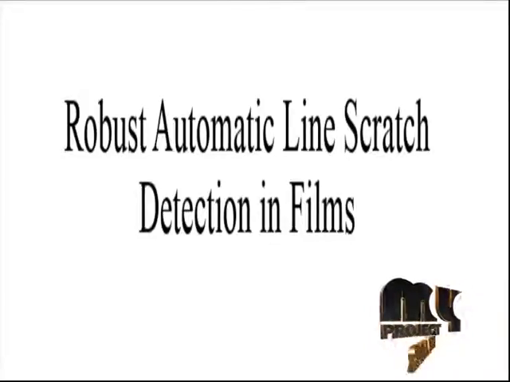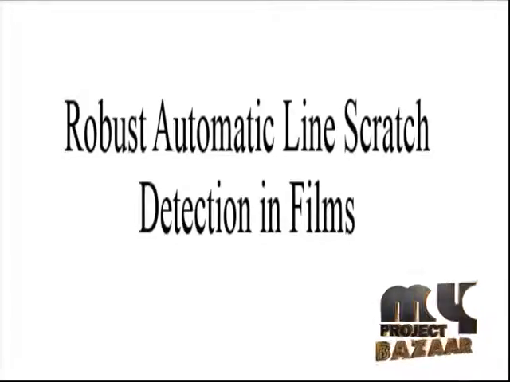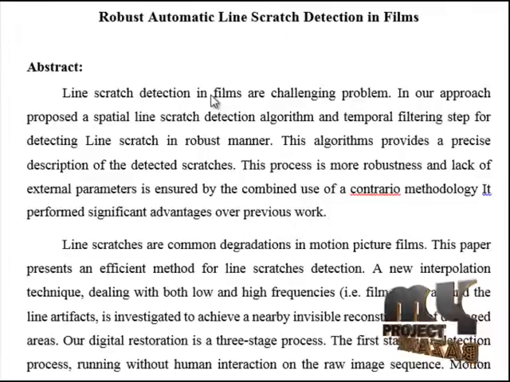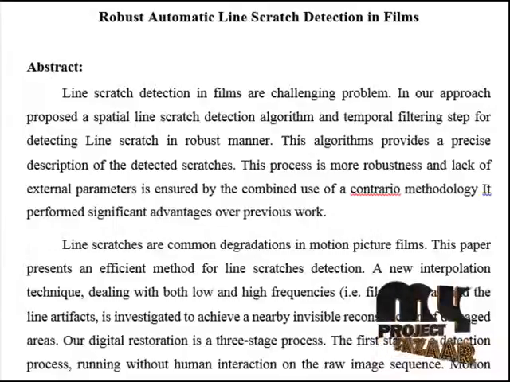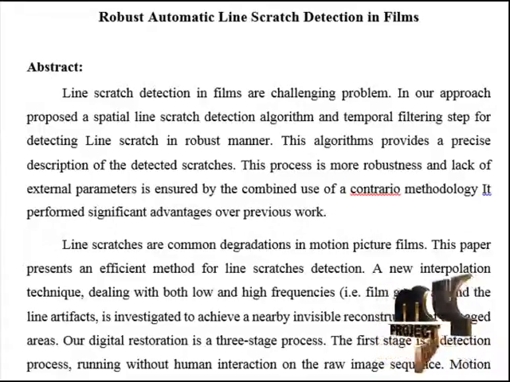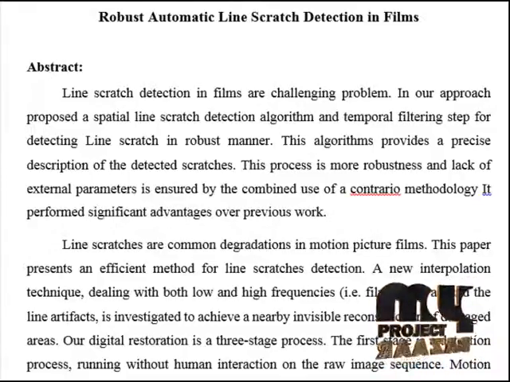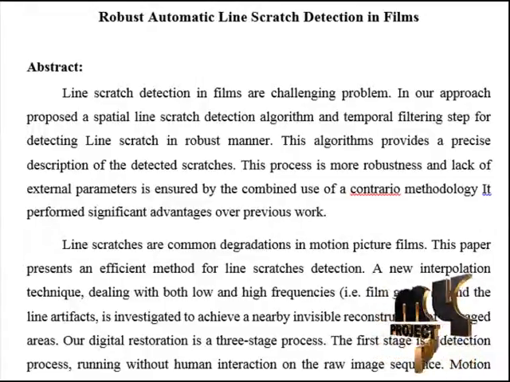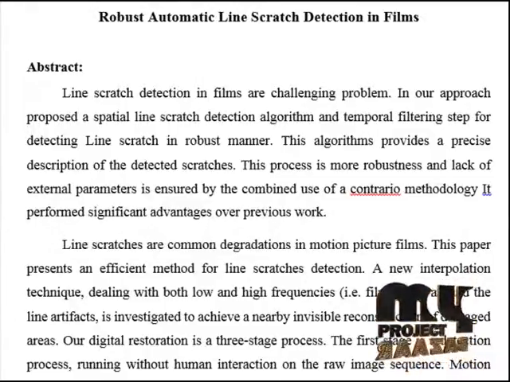Let me discuss the project Robust Automatic Line Scratch Detection in Films. Let me discuss the abstract of the project. Line scratch detection in films is a challenging problem. In our approach, we propose a spatial line scratch detection algorithm and a temporal filtering step for detecting line scratches in a robust manner. This algorithm provides a precise description of the detected scratches.